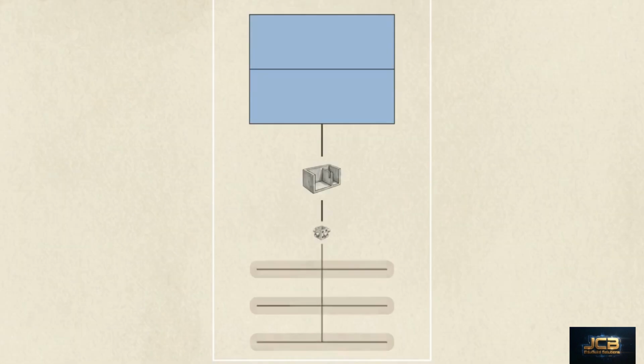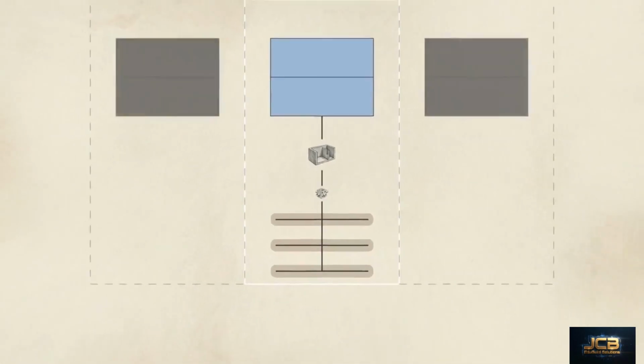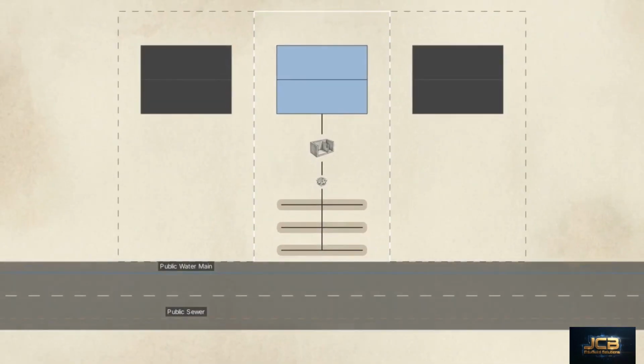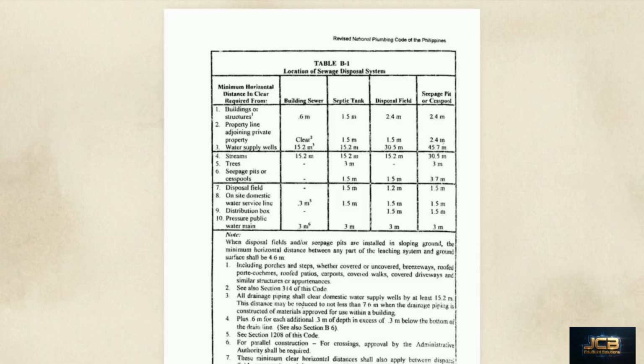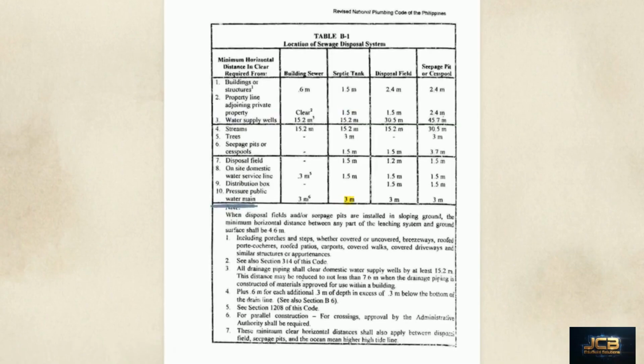Let's pull back to a top-down view of the property. The internal volumes of these components only matter if they are situated correctly relative to the structures around them. This chart, Table B1, dictates the minimum horizontal distances. A septic tank must clear any property line adjoining private property by 1.5 meters. It must also maintain a 3-meter gap from any pressure public water main.